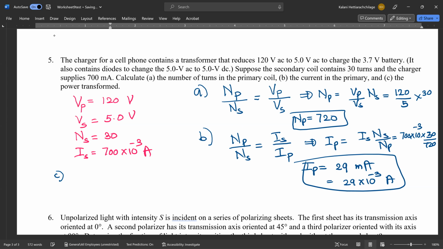And C, I'm going to do it here. C is asking for the power transferred. We know that the power of the primary coil we can write as the voltage of the primary coil times the current of the primary coil. Also this will be equal to the voltage of the secondary coil times the current of the secondary coil. Because of that, the power for the primary coil and the secondary coil will be the same. You can calculate by using Vp and Ip or Vs and Is. So now I can calculate this one. I got 3.5 watts.